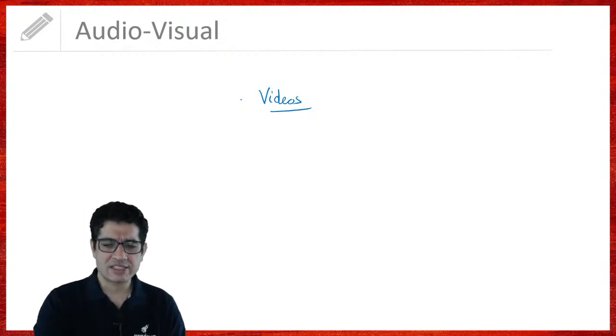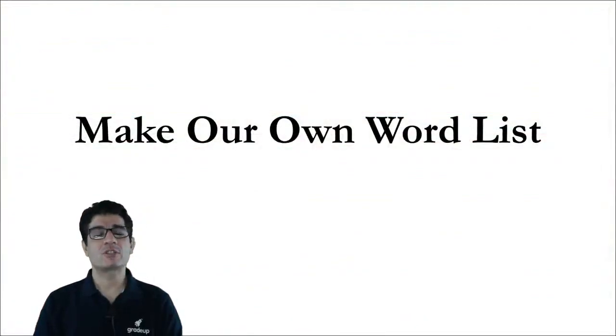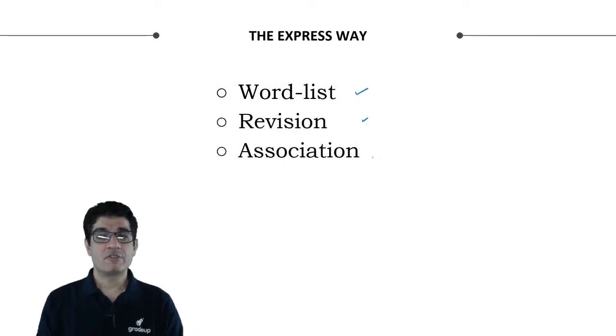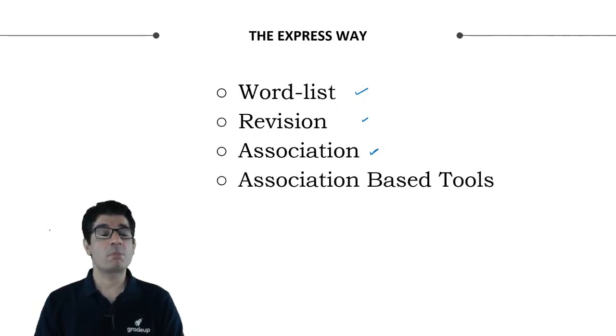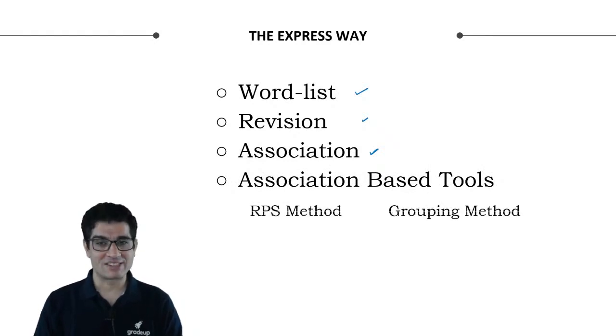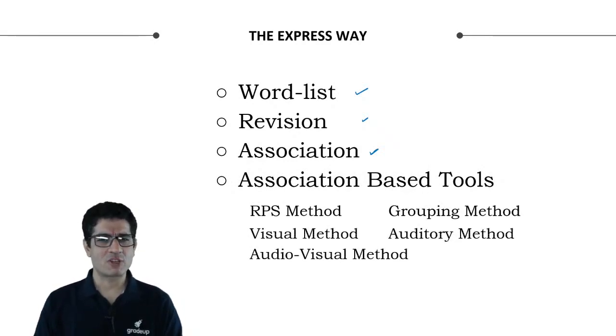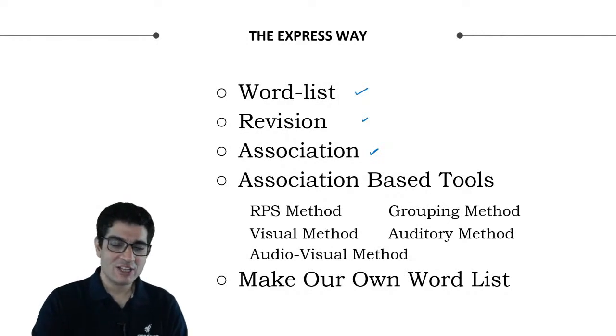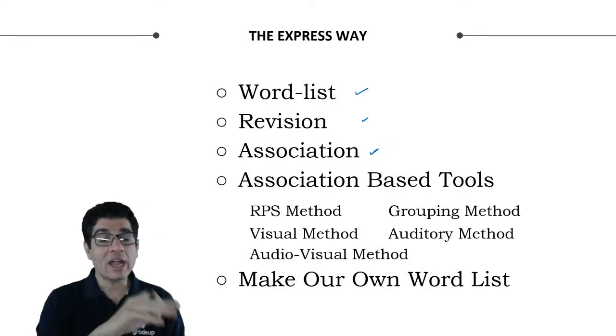And here is one last suggestion from me, and that is you can also choose to make your own word list. Whenever you come across a new word, pick up your notebook, jot it down there. Okay, so let me give you a quick summary of the express way that I've shared with you. You can work with a word list. You can use revision and association to enhance your retention of the word list. You can also use association-based tools, association-based methods. So these are the 5 methods that we've talked about today. And finally, get into this habit of making your own word list. So that is what can be done.